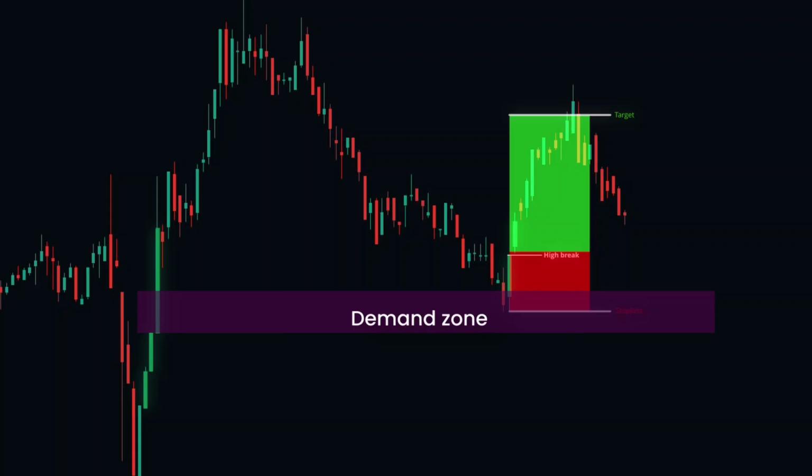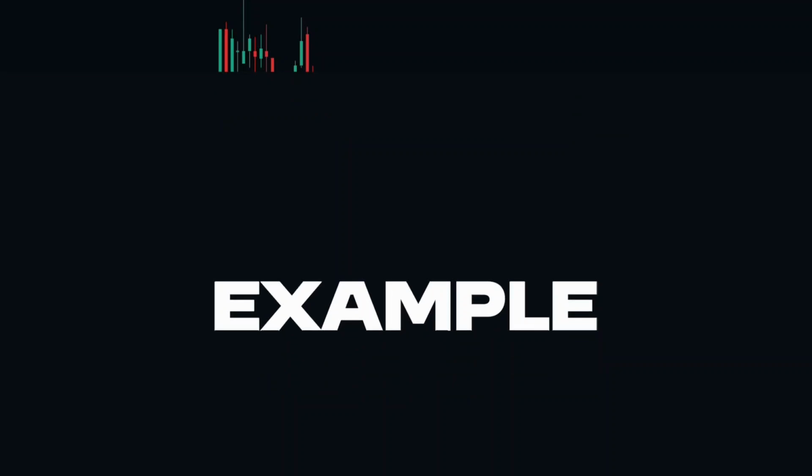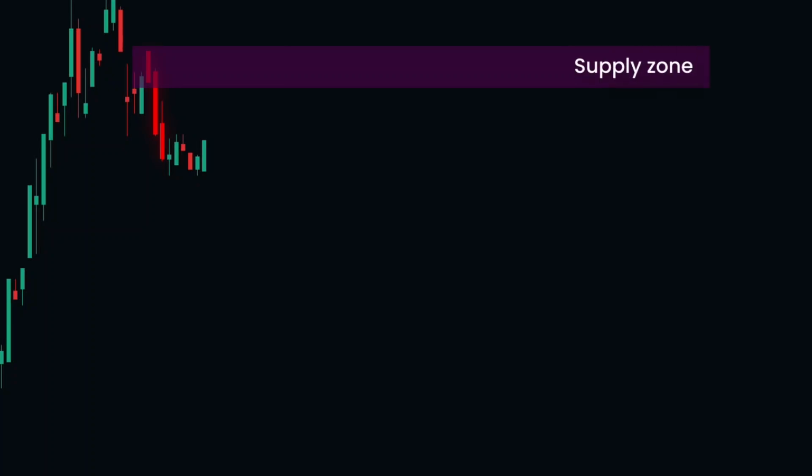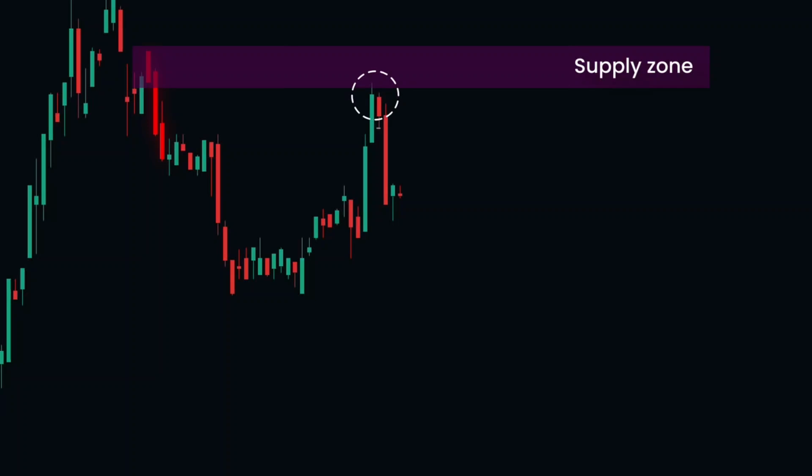And similarly, you can also create a short position. Let's look at an example of that. Look, here, 3 consecutive red candles have formed, so we'll draw a zone adjacent to the first candle. This will be a supply zone for us. Now, we'll wait for the price to reach this zone next time. As soon as the price reaches this zone, we need to get confirmation.